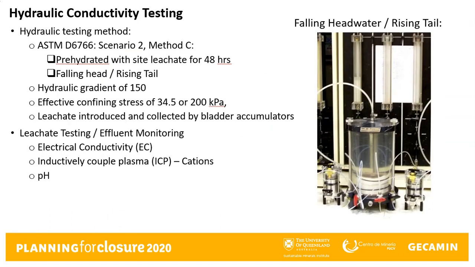The hydraulic conductivity of the GCL samples was measured using a flexible wall permeameter equipped with bladder accumulators. We followed ASTM method D6766 using the falling head, rising tail procedure. The hydraulic gradient was approximately 150 with an effective stress of 34.5 kilopascals for standard testing. Testing that simulated higher effective stress was performed at 200 kilopascals. The effluent that we collected during the testing was analyzed for several different chemistry factors, including electrical conductivity, ion concentration measured by ICP, and pH.